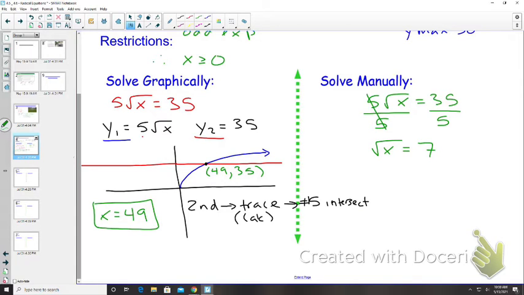Now, to solve for x, okay, we need to square both sides. Square root, and the squared cancel. We're left with x is equal to 49. Okay, so there's 2 different strategies to solve these types of equations. Okay, just make sure you're able to do both and recognize what I'm asking you to do when.